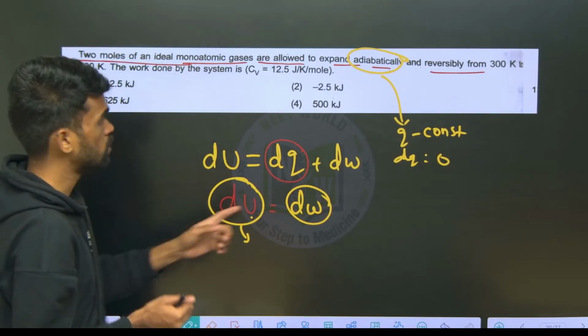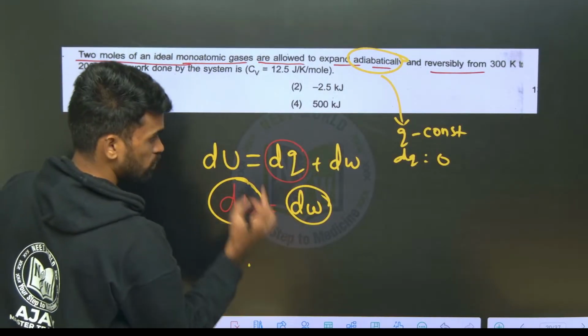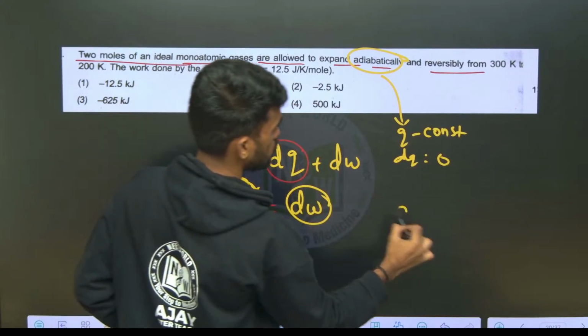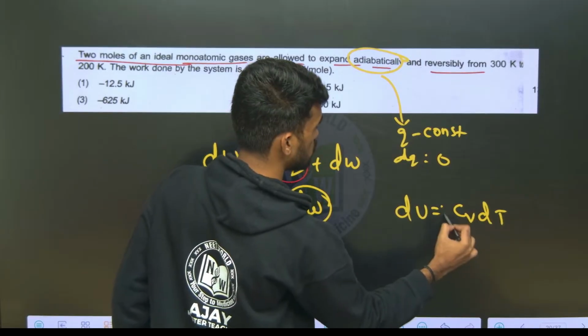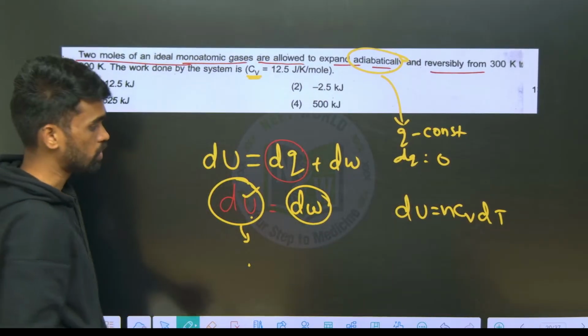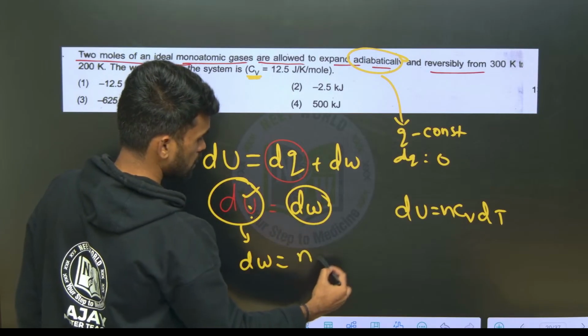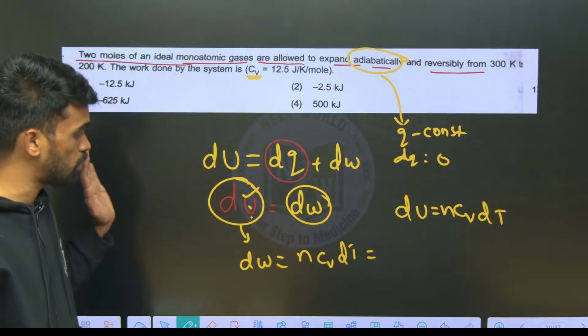Right. Now what is this question they are asking? We need to find the work done. What is the relation between dU and Cv? dU equals Cv dT. So for 2 moles, we have n Cv dT. So dW equals dU, which equals n Cv dT. That's it. This will be the formula to be used here.